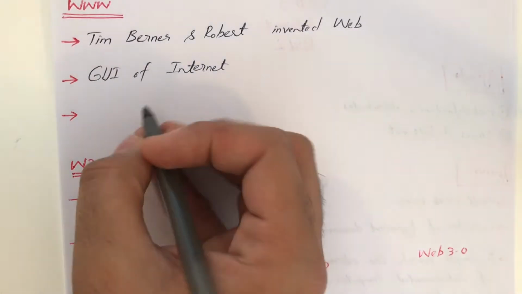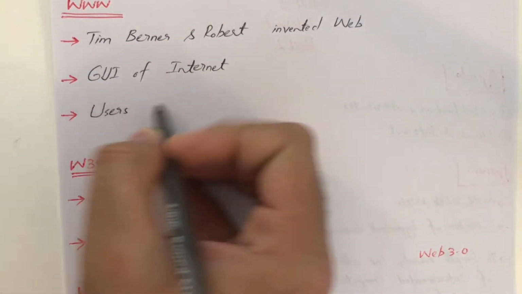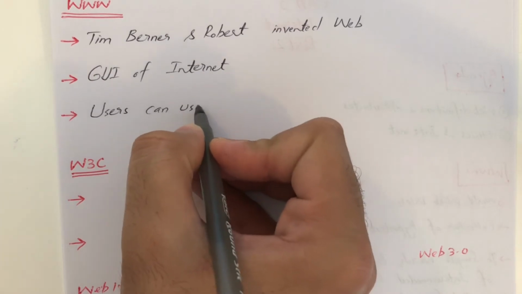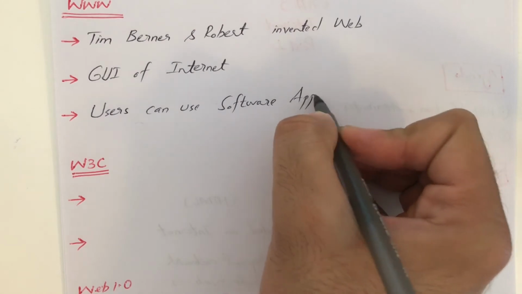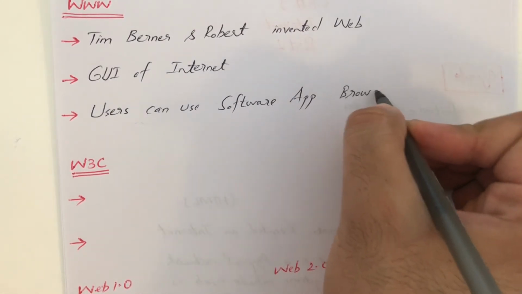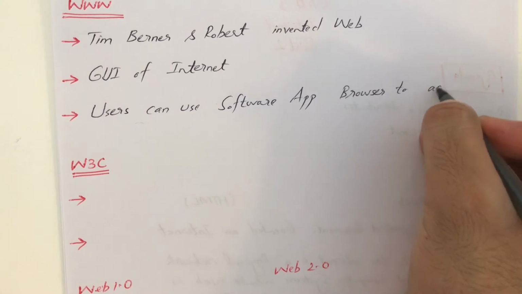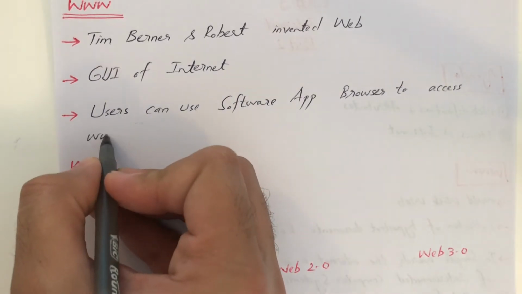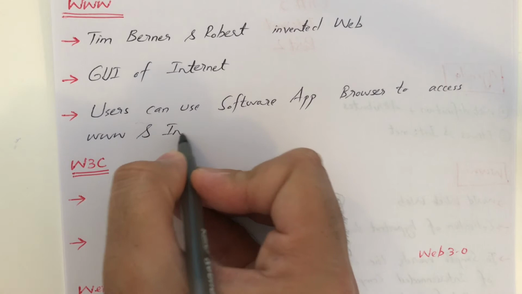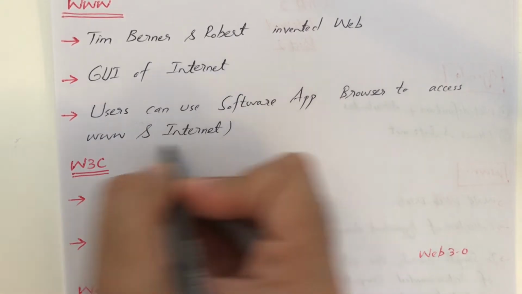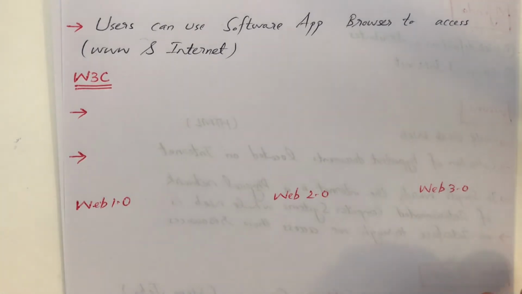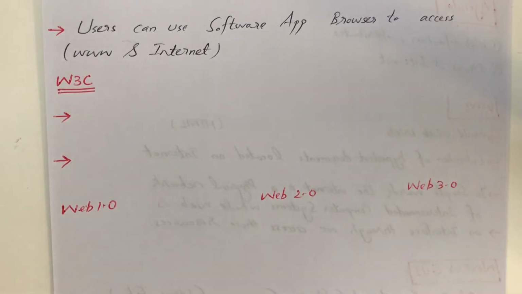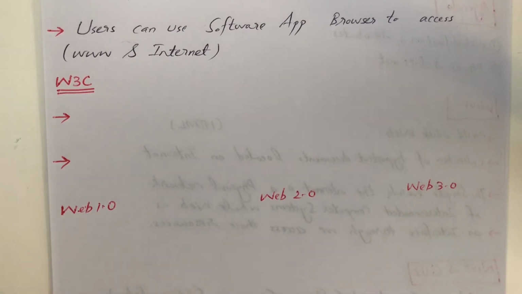In order to access web, users can use a software application which is called browser, to access www web and internet. So you can access web, and then eventually the internet. As these two scientists introduced the concept of web, it got a lot of attention from other countries and other parties as well.